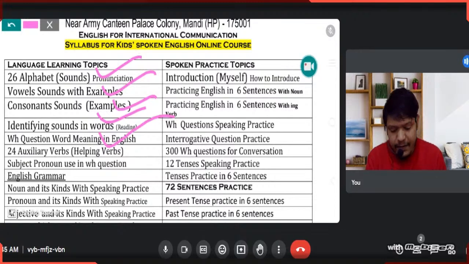And then after that, the next topic will be 24 auxiliary verbs. Auxiliary verbs are very important. There are three main things for learning English. What are they?